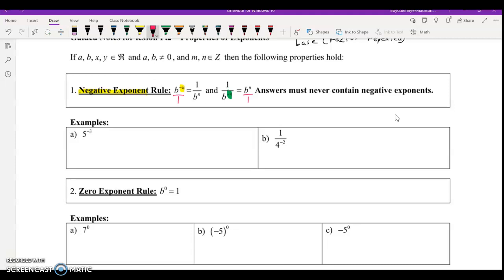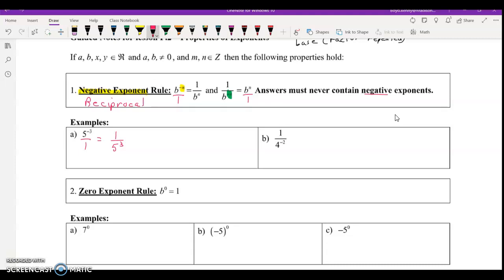So I've got 5 to the negative 3rd power. Well, if I put that over 1, then to make this exponent positive, because answers can never contain negative exponents, what we want to do is flip this over. We call that a reciprocal, and we'll make the power positive. Negative exponent rule gives us a reciprocal.